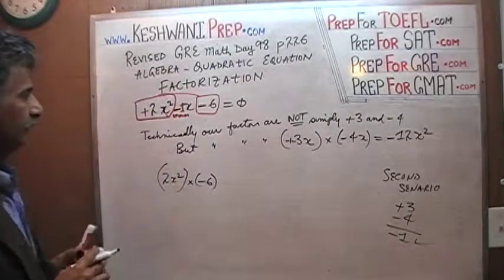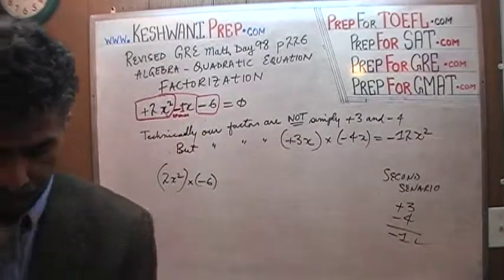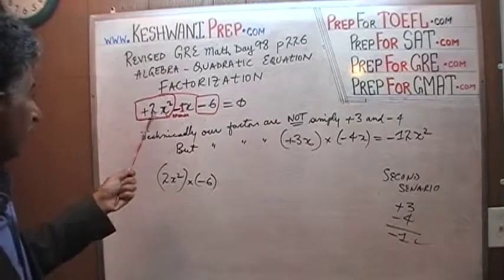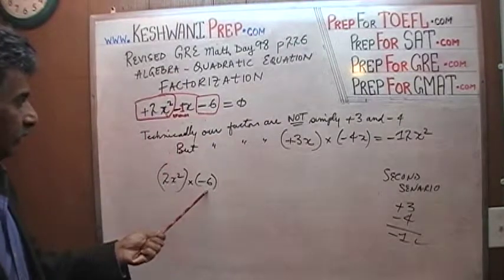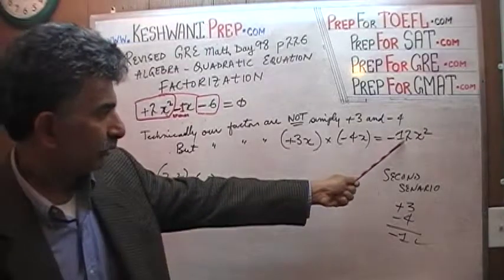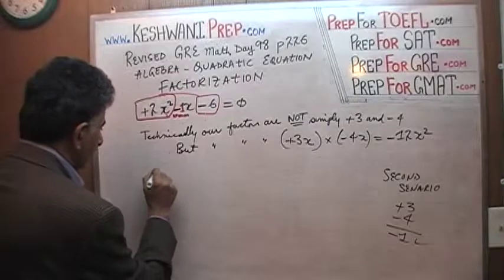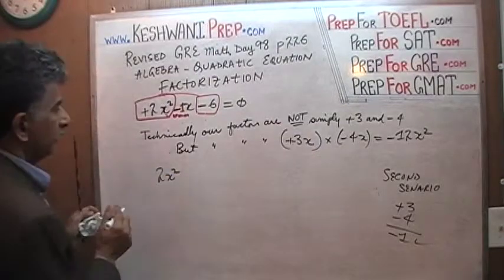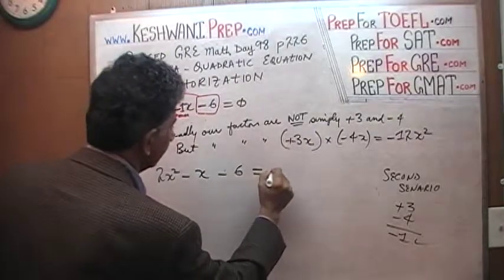There you go. So negative 2x squared times a positive 2x squared, and a negative 6 gives us negative 12x squared. Let's do that here. So we have 2x squared minus x minus 6 equals 0.